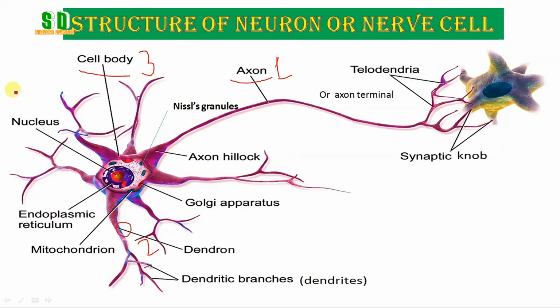Let's talk about the different portions. First, the cell body. What is the cell body? The cell body is called the neurocyton or soma. You can see that inside the cell body or soma there are so many different cell organelles.